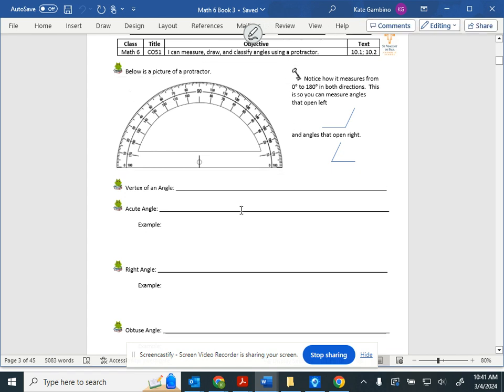This little doohickey, this tool on our page is called a protractor. What do we use a protractor to do? It measures angles. So what term do we use? When we use a ruler, we're using inches or centimeters. For angles, we do degrees.